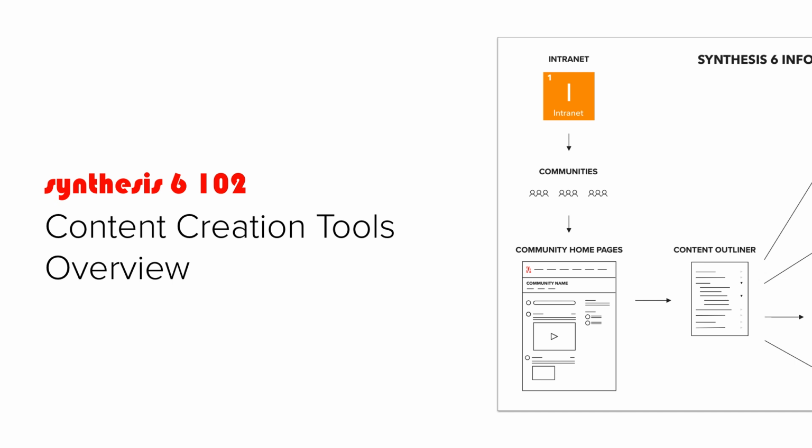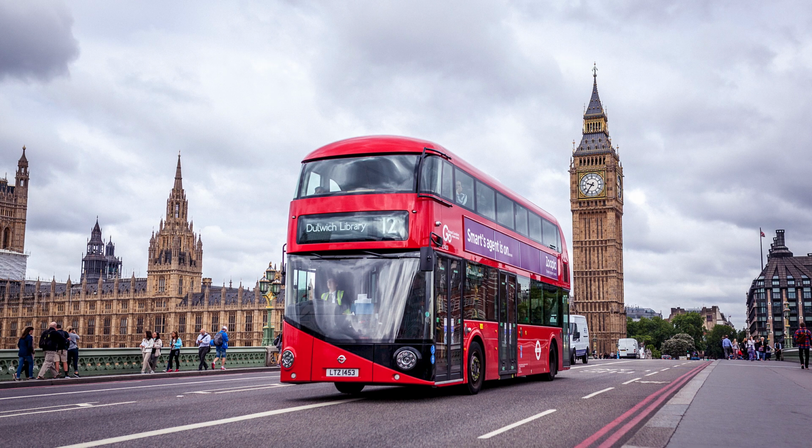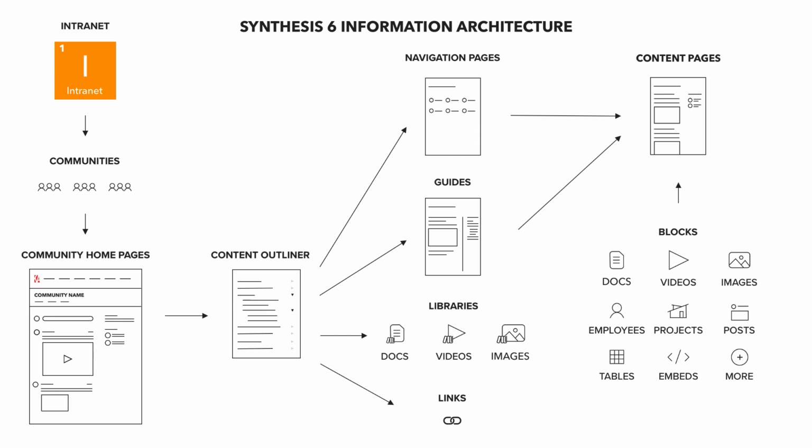I'm going to introduce you to some of the basic content creation tools in Synthesis 6. Now, I want you to think of this like arriving to a new city and taking a double-decker bus tour to see all the main sites so you can plan what you'd like to visit next. We're going to take a look at a preview of your toolkit, show you some example pages, and give you what you need to start creating content in Synthesis 6.